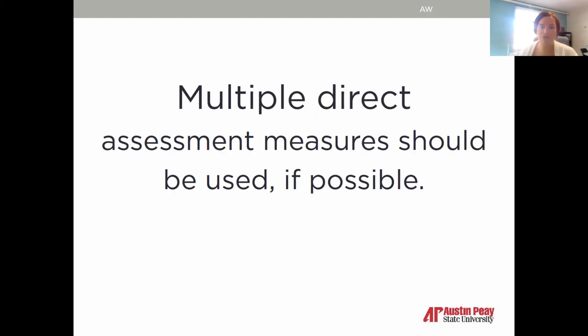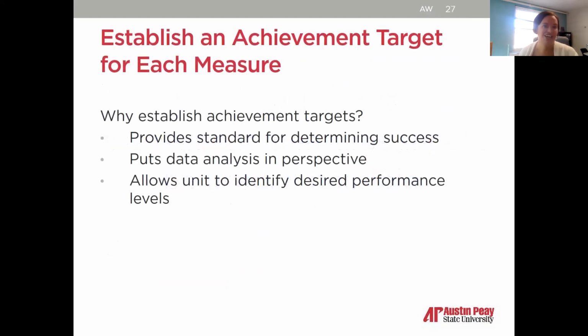So this is again about the multiple measures when you can. If you can't, one is fine. Just want to stress that. So every measure has to have what we call an achievement target, which is basically just a level of performance that you expect or that you hope for. And the wonderful part about achievement targets is you decide your own. So there is not some outside idea of what your achievement target for a measure should be. It's whatever you think is appropriate for your office or your unit.